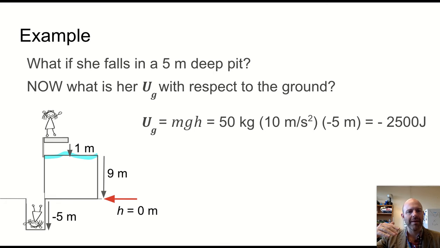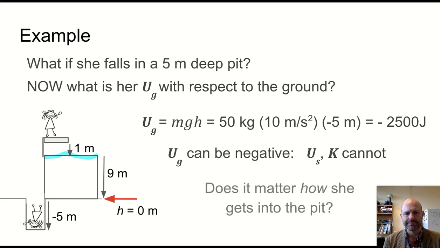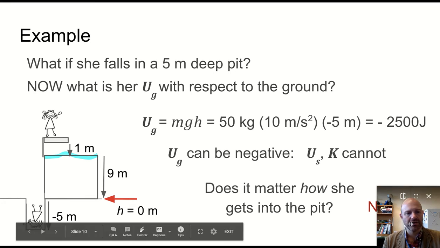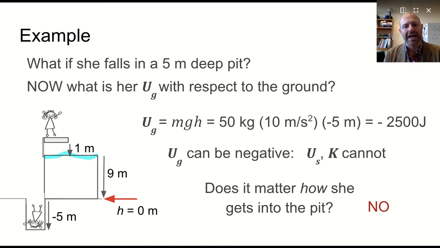If you were to climb out of that pit, you would gain potential energy, right? Spring potential and kinetic energy can't be negative because of the way they're defined in terms of speed squared and displacement from equilibrium squared, but gravitational potential can. Does it matter how she gets into the pit? Not really, right? She could fall into the pit. She could climb down the ladder and walk into the pit. The result of how much energy she has at the bottom of the pit is the same either way.